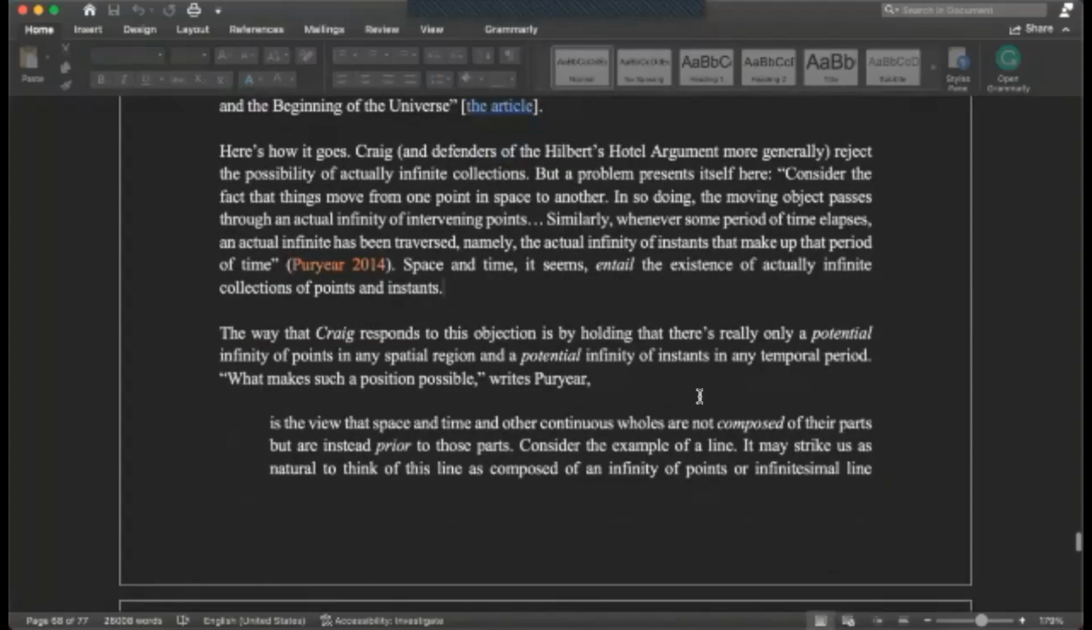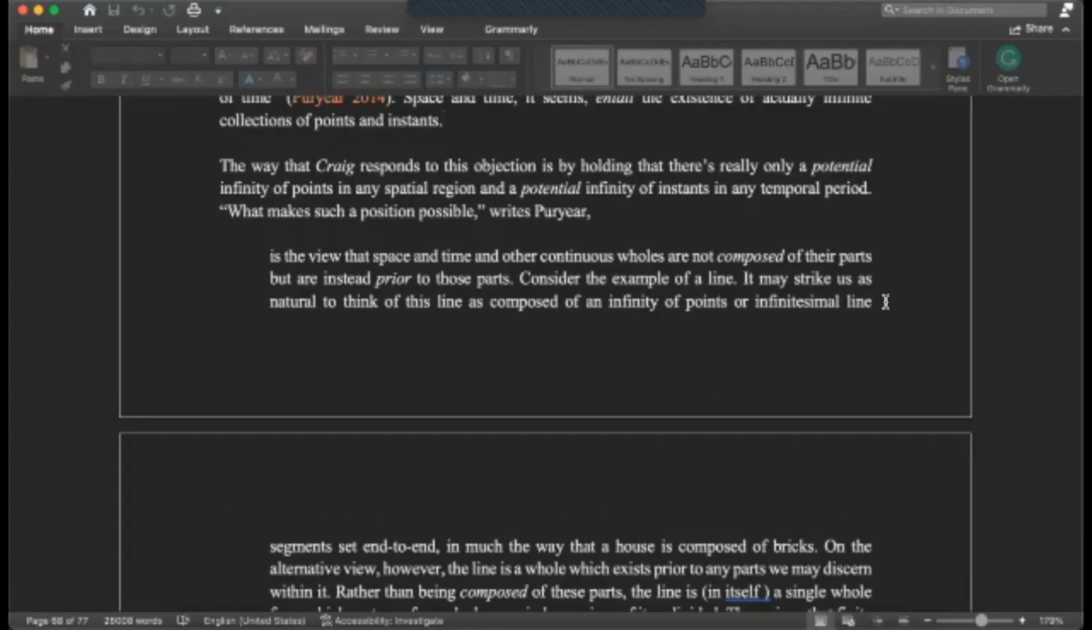in any spatial region, and a potential infinity of instants in any temporal period. What makes such a position possible, writes Puryear, is the view that space and time and other continuous wholes are not composed of their parts, but are instead prior to their parts. Consider the example of a line. It may strike us as natural to think of this line as composed of an infinity of points or infinitesimal line segments set end to end, in much the way that a house is composed of bricks.